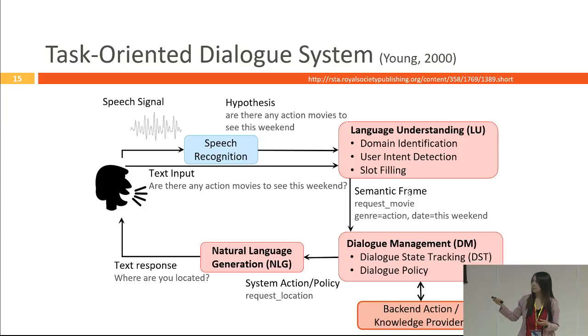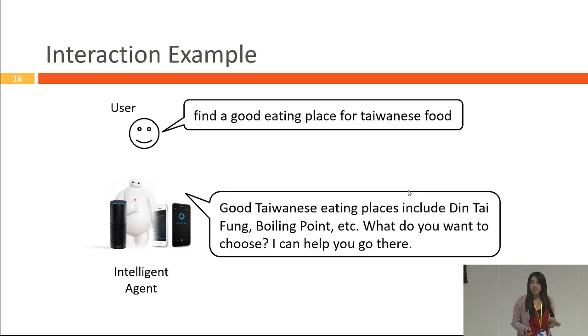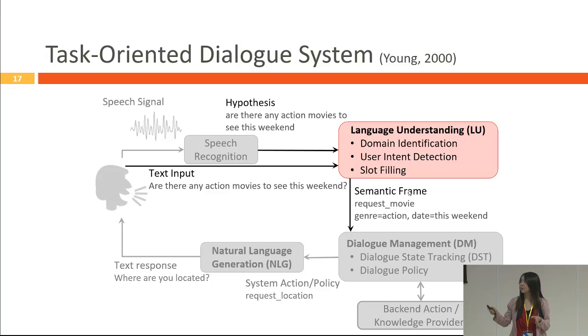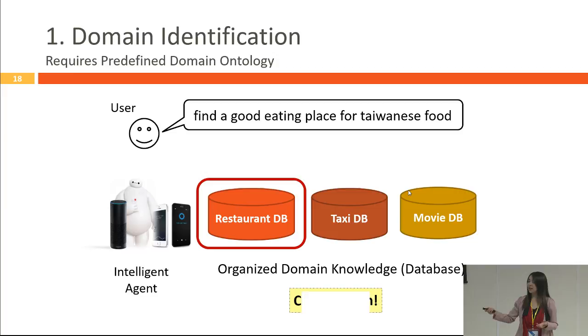Let's see an example. If the user wants to find an eating place for Taiwanese food, how does the dialogue system process this request? Let's see the first component, understanding. First, we try to identify the domain. You can imagine you have a lot of databases and a lot of information, and we need to decide which database can provide information for this request. So it's very easy, we can directly do sentence-level classification to choose that the user wants to do restaurant seeking.